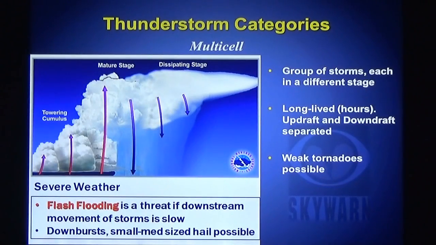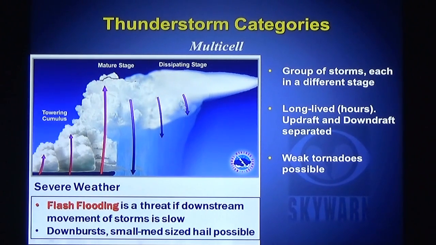The Multicell Storm, in this picture, it's not one thunderstorm. It's a cluster of storms. On the left is the towering cumulus stage. That storm is just being born. Towards the middle is the mature stage, and on the right-hand side is the dissipating or dying stage.